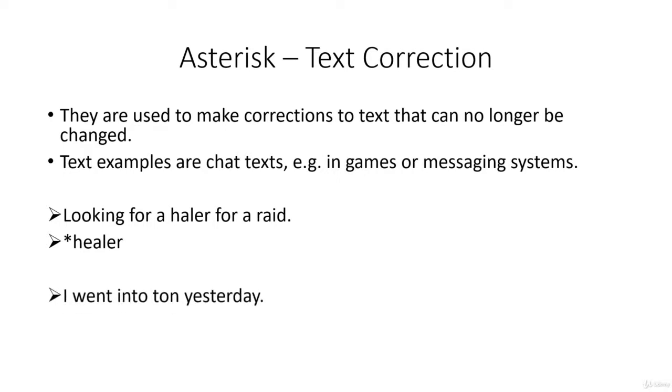Or if we think of, say, Facebook messaging, you might write to someone in a private message, I went into town yesterday, but you didn't write town, you wrote ton, which doesn't make sense. So you might write asterisk town asterisk as a way of correcting the word in the line before it. Now, you can only really do this if the word you mistyped is very similar to the correct word. In this case, it's clear which word is being replaced.